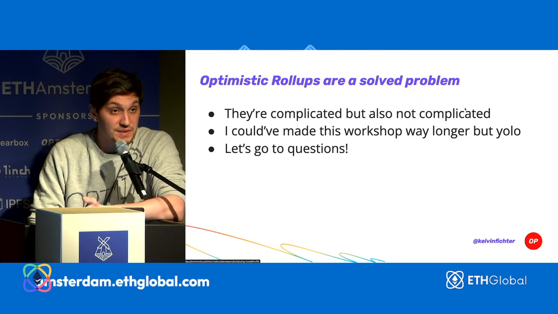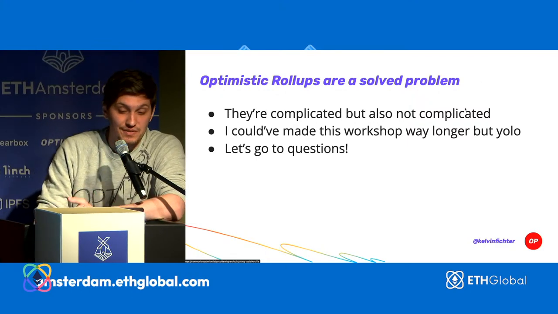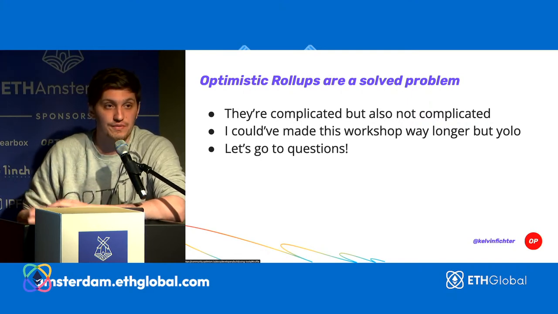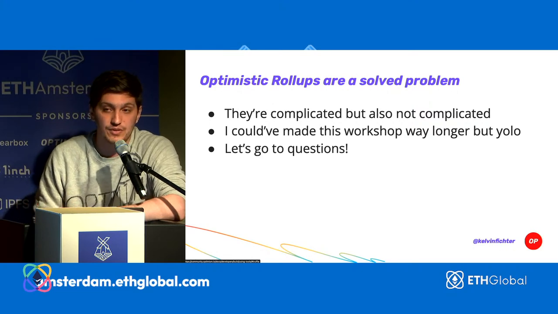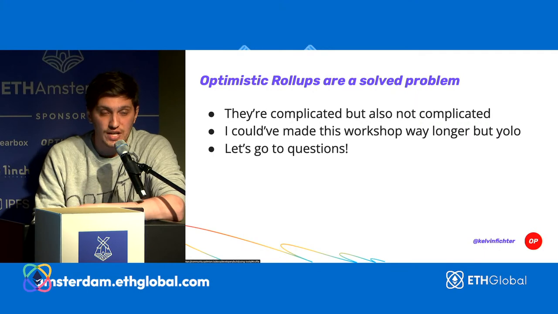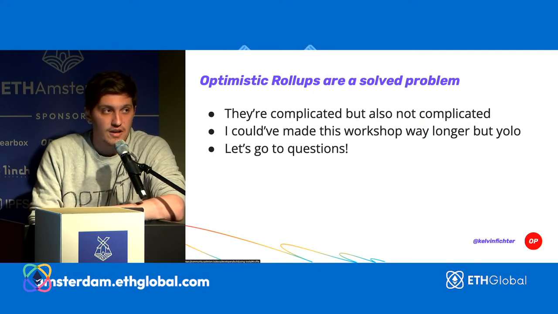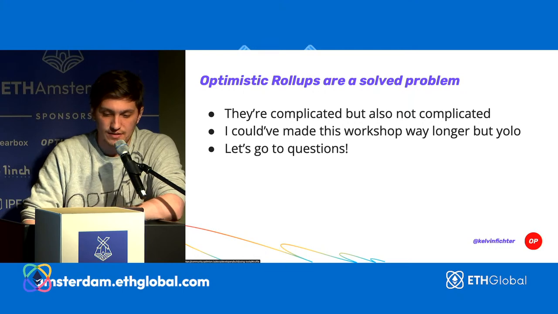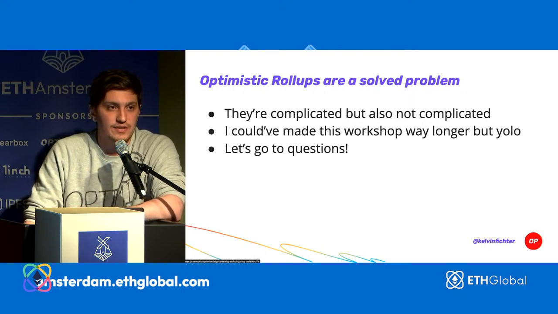So optimistic rollups are a solved problem. I think this is actually very true. They're complicated, but not really in a lot of ways. That architecture that we were describing is actually very, very straightforward. And the changes that we made to Geth are less than 400 lines of code total. I could have gone on for way longer, but I won't. So we can go to questions.